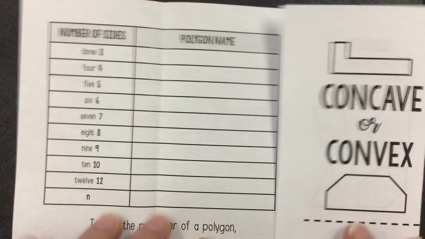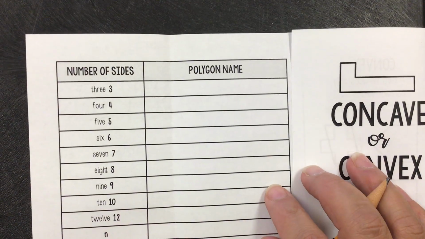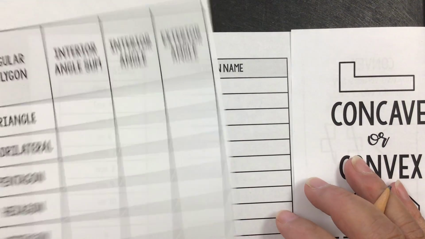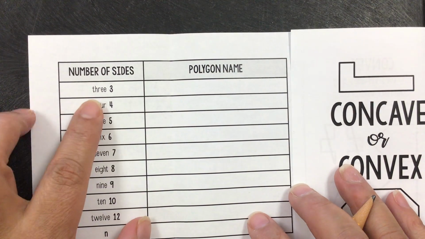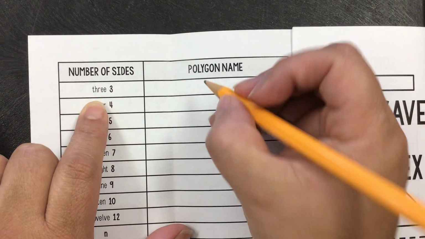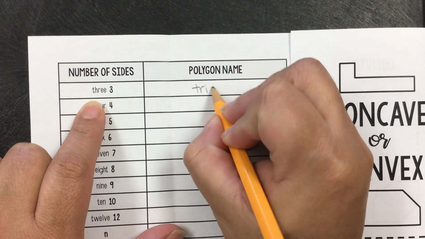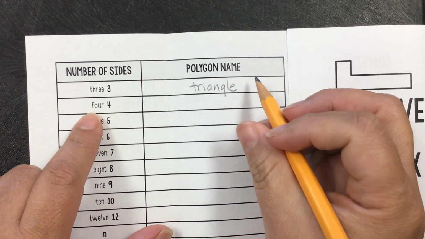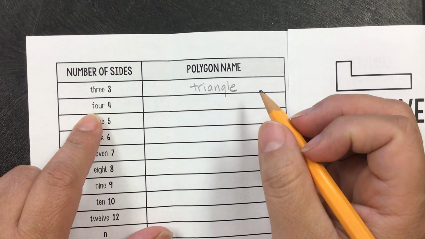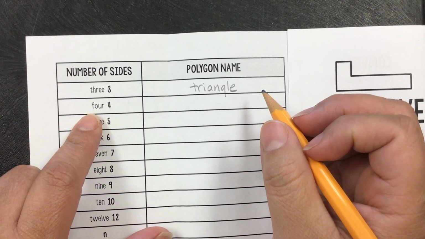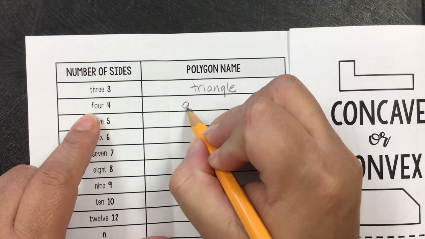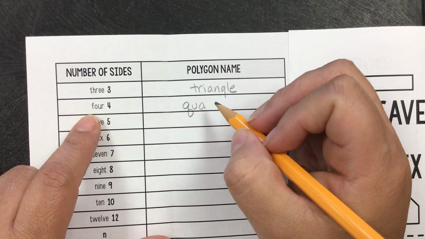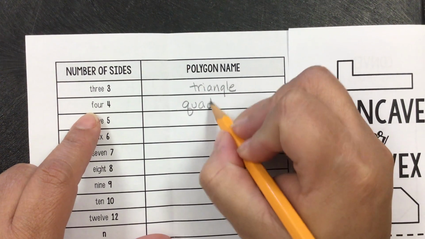If we look over here, we need to know the names of some of these polygons. That's why I gave you this sheet of paper. What is the name of the polygon with 3 sides? A triangle. 4 sides. Square. That's a very specific 4-sided figure. Rectangle. Quadrilateral is in general. So don't forget like a trapezoid or a rhombus that are also quadrilaterals.